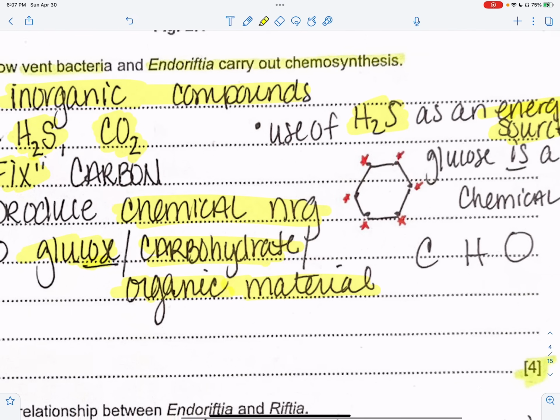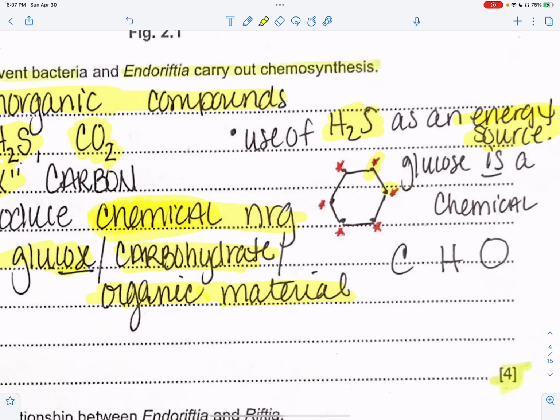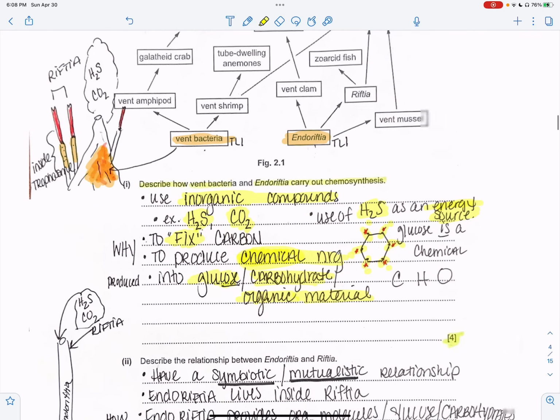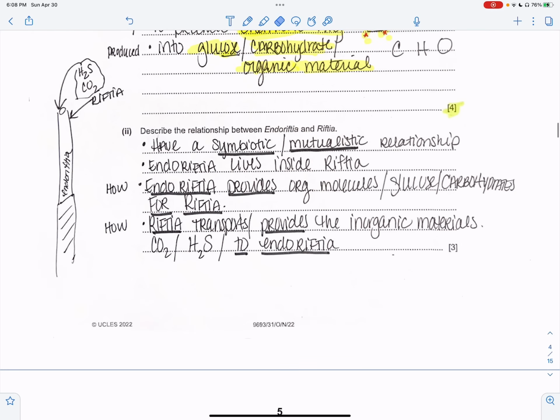Glucose is a chemical, which is why we say they are producing chemical energy. Glucose is a chemical, and energy is stored in the carbon bonds that hold it together. And you have 1, 2, 3, 4, 5, 6, which is why it's C6H12O6. All right, describe the relationship between endoriftia and riftia.